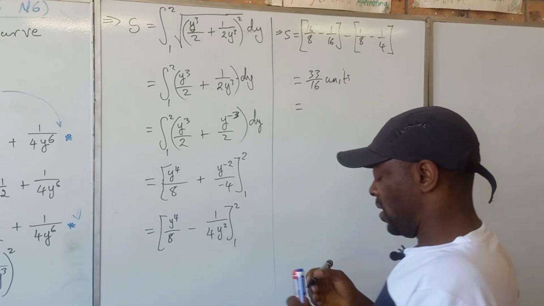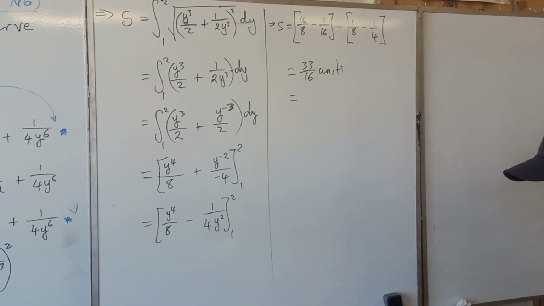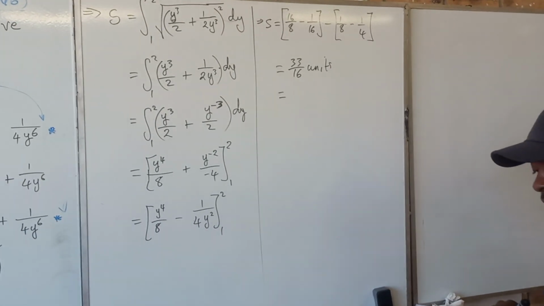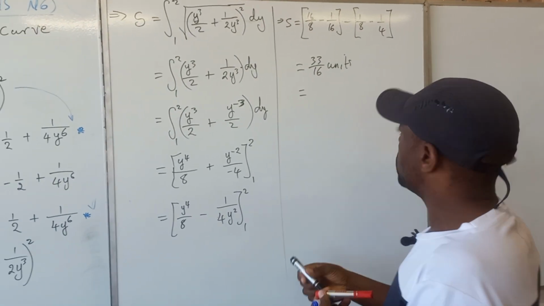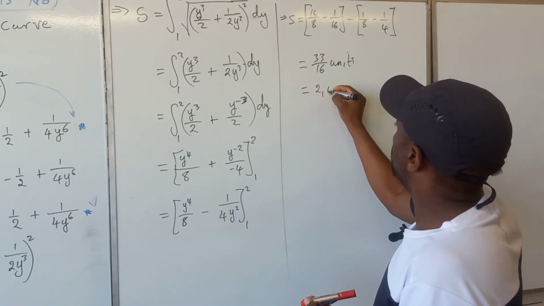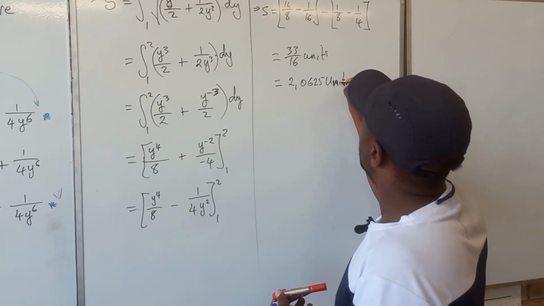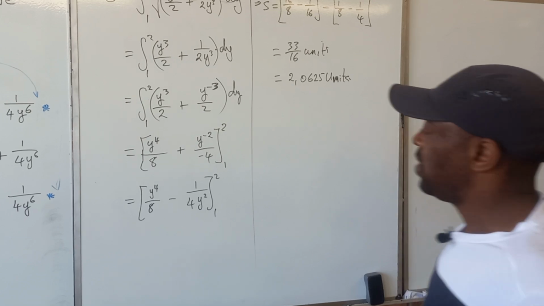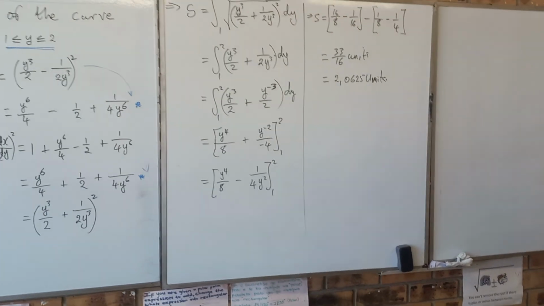If you are interested in this math, that is also not a problem. So 33 over 16 will give us 2.0625 units, for those who are interested in this math. So guys, that's our arc length for that problem.